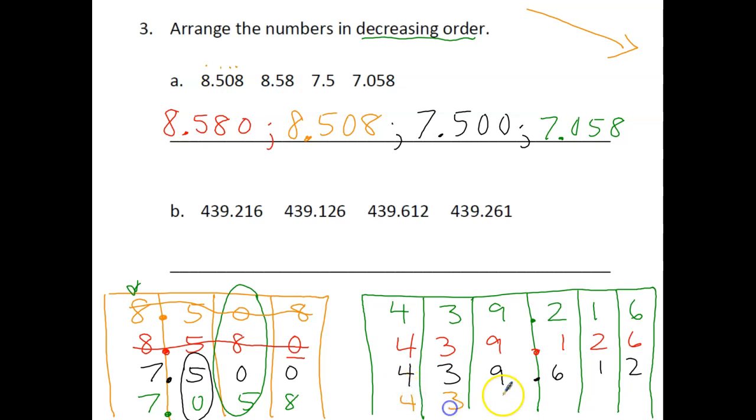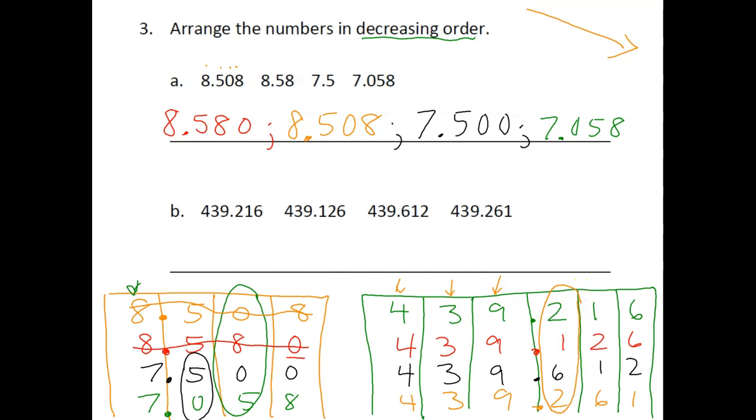All right, so once we have our 4 numbers in on our place value chart, we can start comparing. I can't compare by hundreds because they all have 4. Can't compare by tenths, they all have 3. Can't compare by ones, they all have 9. So my first comparison is going to be my tenths.